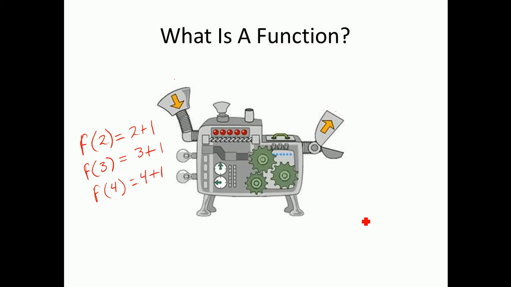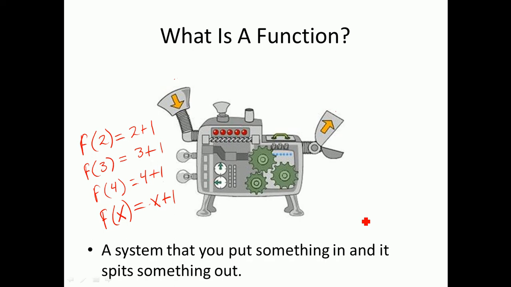Let's just show it this way. There we go. So basically the rule for this function, whatever number I put in, remember when I said that x represents any number, whatever number x that I put inside of this function, it is going to add 1 to it and spit it right back out. So that's the whole idea. So if you ask what a function is, pretty much it is a system that you put something in and it spits something out. That's all it is. Your book will probably tell you a different definition, but in its simplest terms, that's exactly what it is.